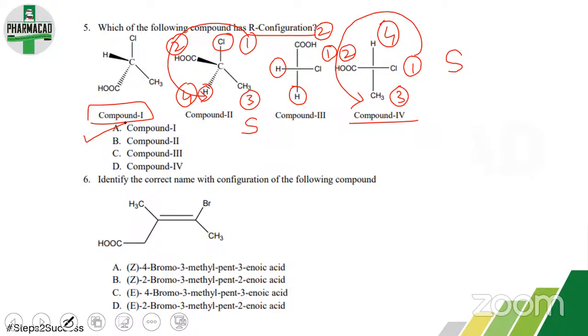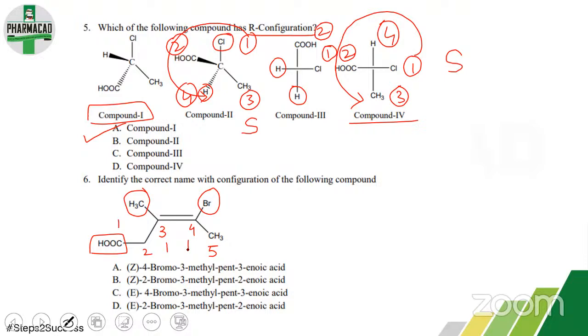Okay. Now the next MCQ, identify the correct name with configuration of the following compound. So first we have to think on the numbering pattern of this alkene. So as we all know that the priority towards the acid and the numbering will start from this manner: 1, 2, 3, 4, and 5. This is the longest straight chain on which we are having substitution of this methyl and this bromine, which is on third and fourth position.